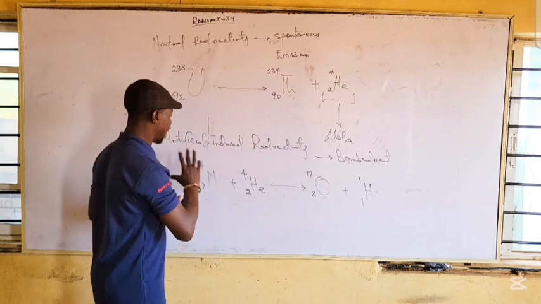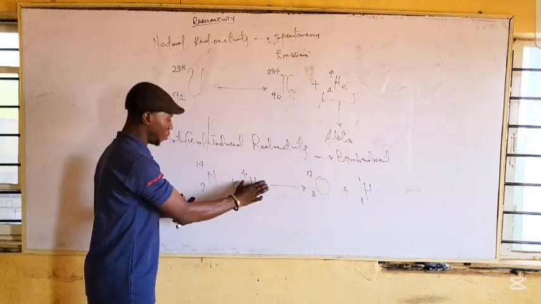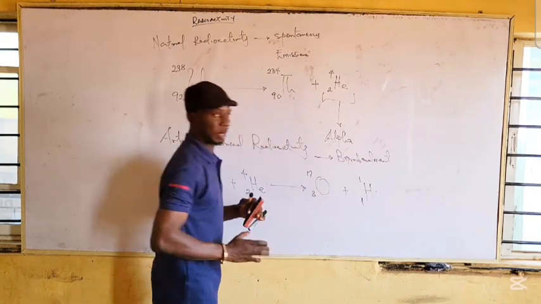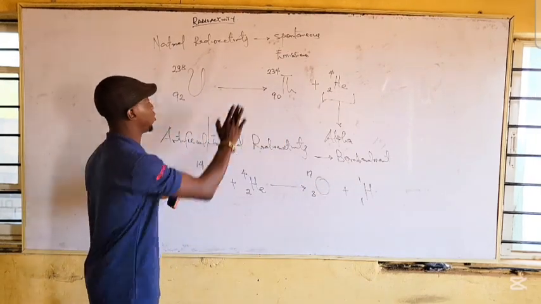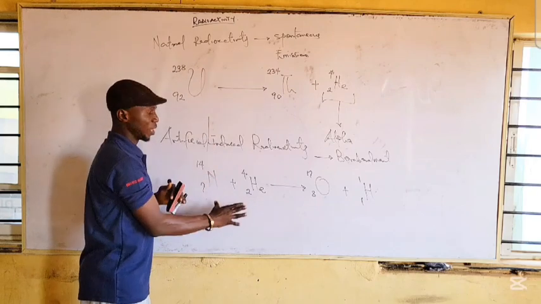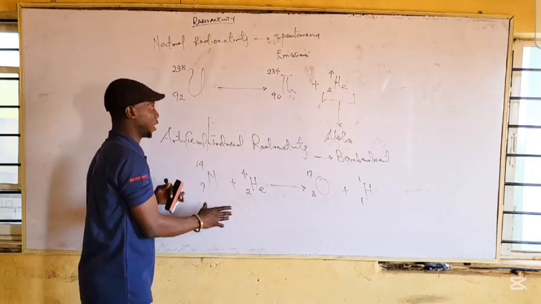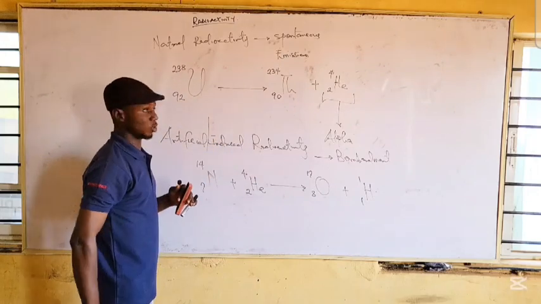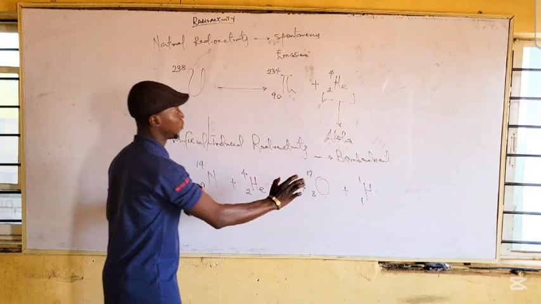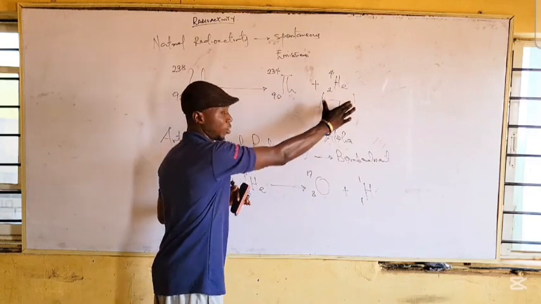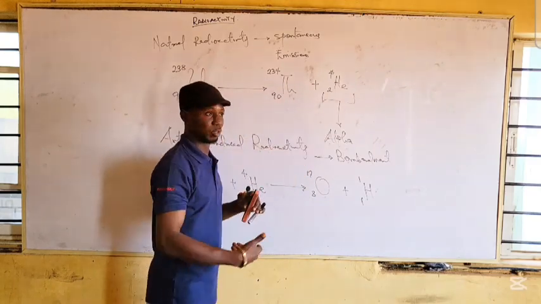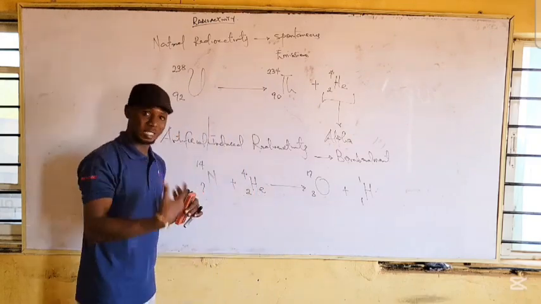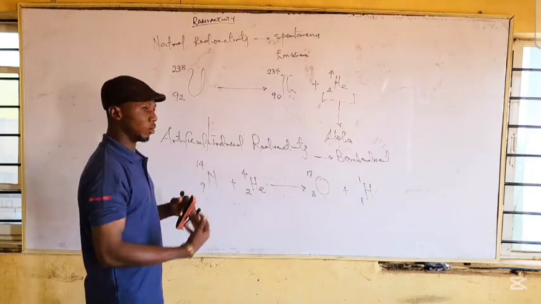So this one is artificial because without bombarding nitrogen with an alpha particle, it's not going to produce oxygen and a proton. As simple as that. That's the difference between natural radioactivity and artificial radioactivity. And again, that is another difference between the nuclear reactions. So whenever you come across a reaction where the radiation is at the product side, it symbolizes emission and it indicates natural radioactivity. Whenever you have it at the reactant side, it indicates artificial radioactivity.